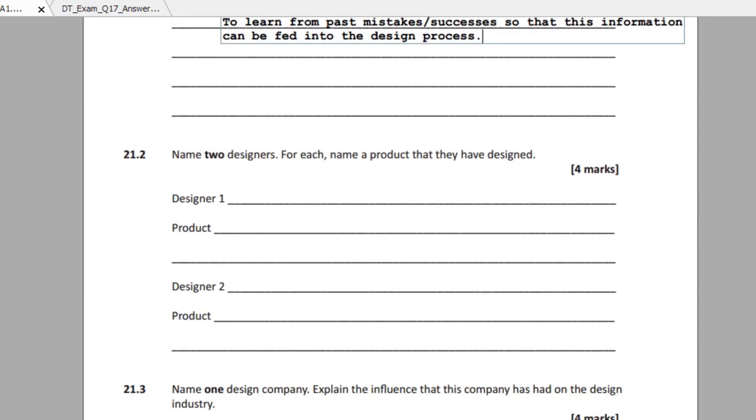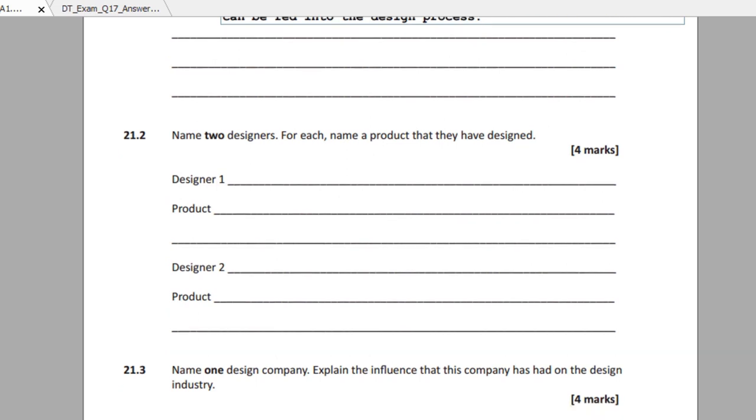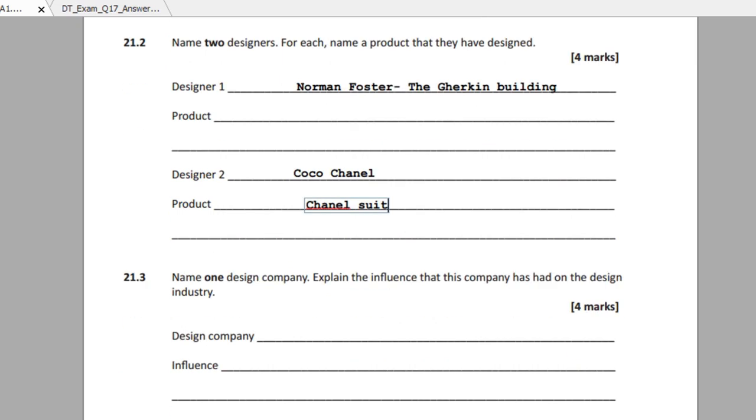Name two designers and for each name products that they have designed. So we could put down, for example, and you would have to know your designers eventually, Norman Foster, and he designed the Gherkin. I should have put the Gherkin over here, but you know what I mean. Another one could be Coco Chanel, the famous Coco Chanel, and the Chanel suit. So you can look up all these, and look up other designers that you can think of.